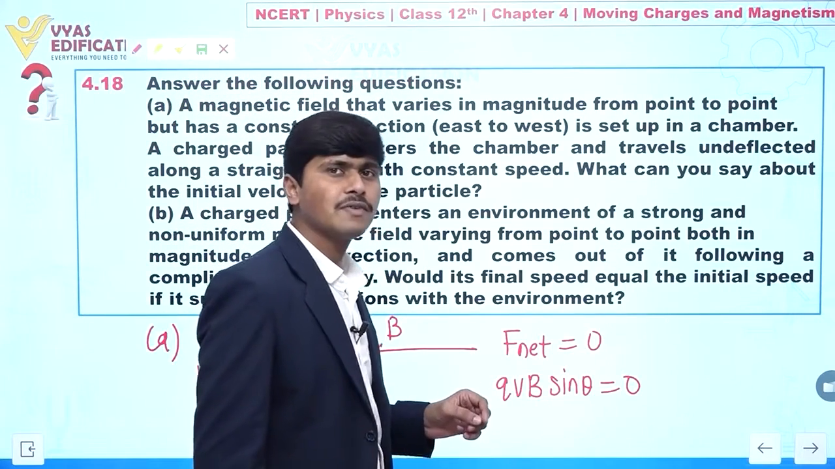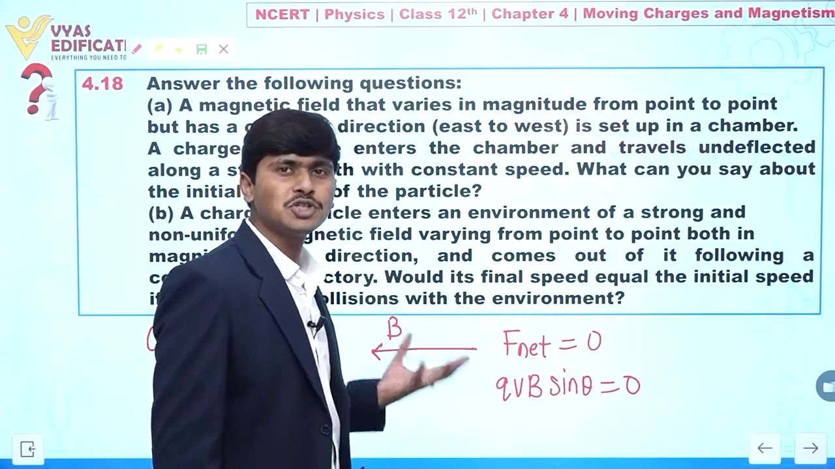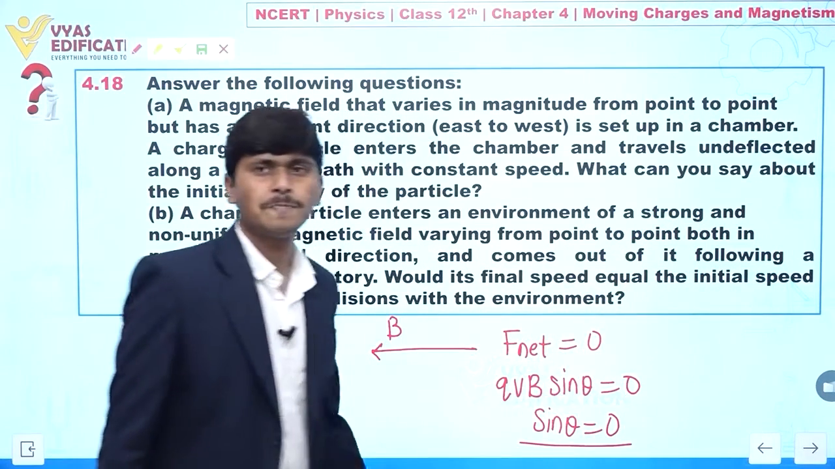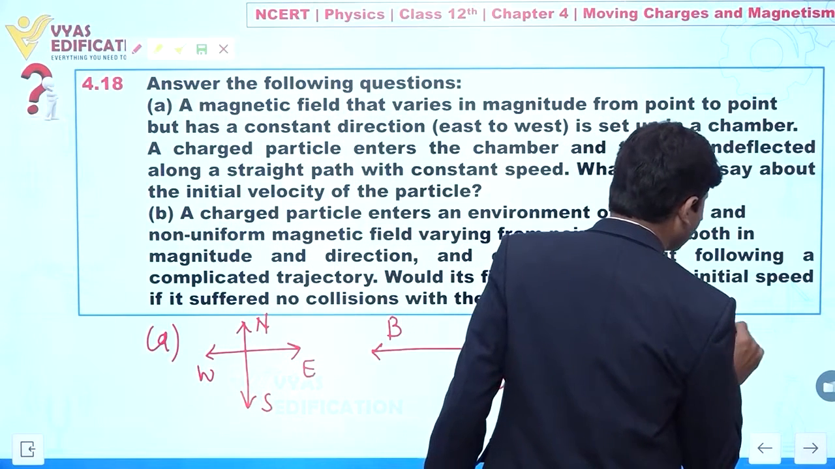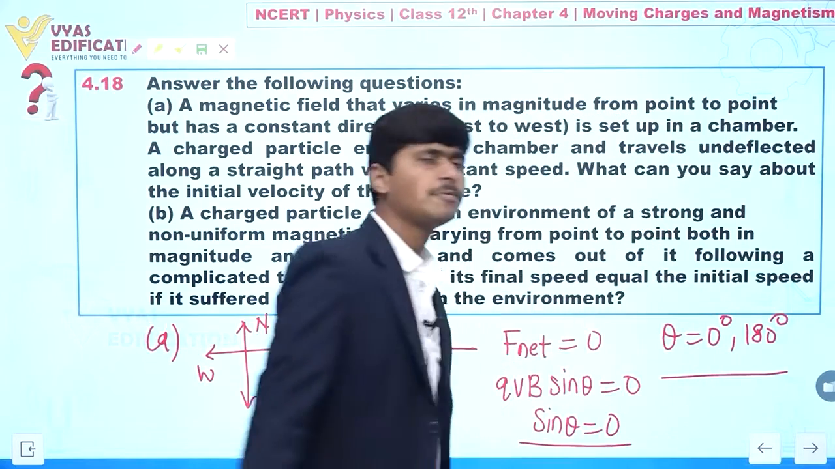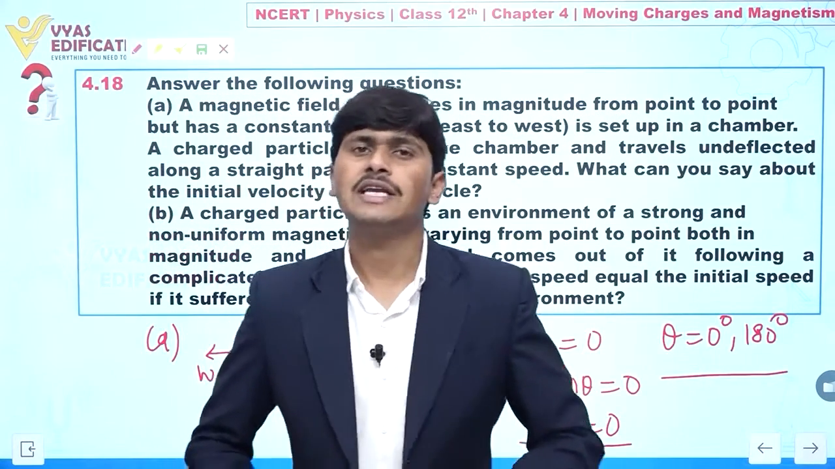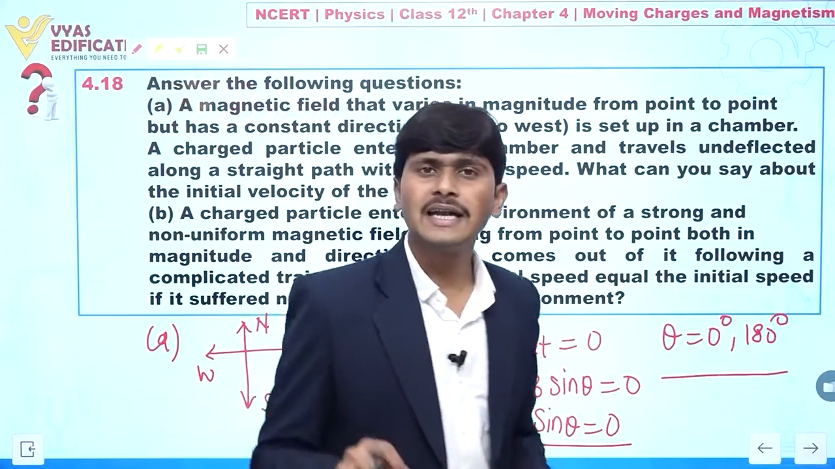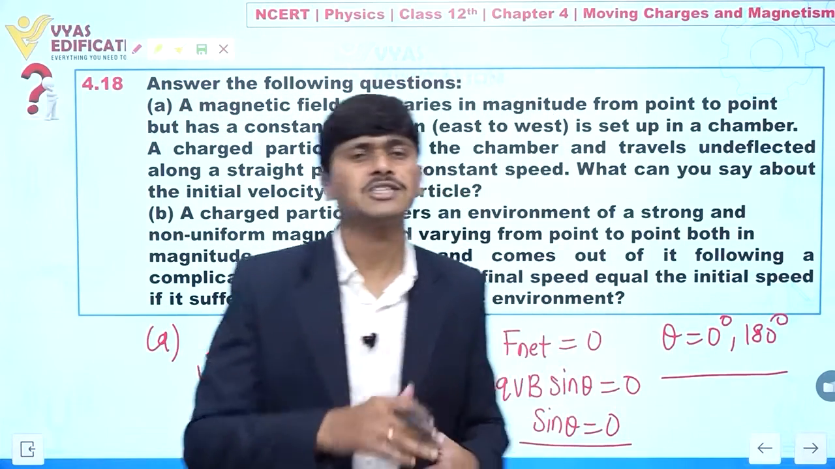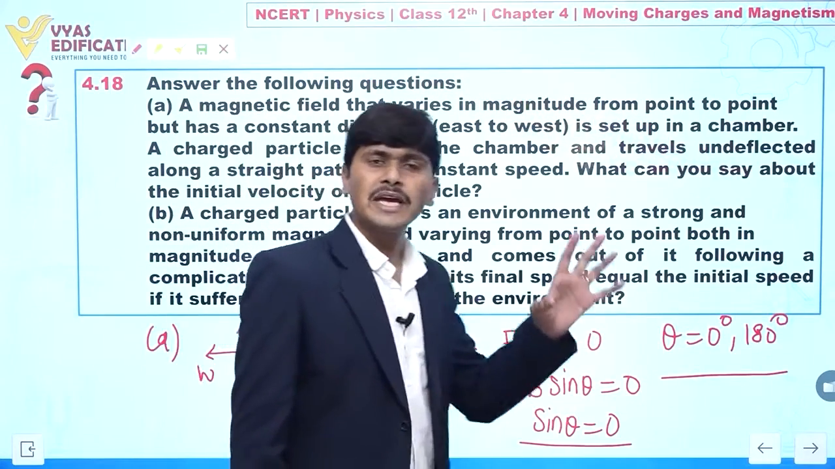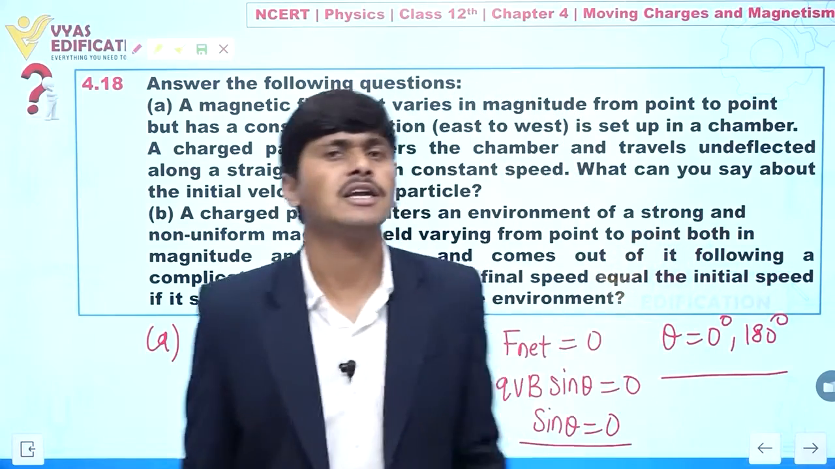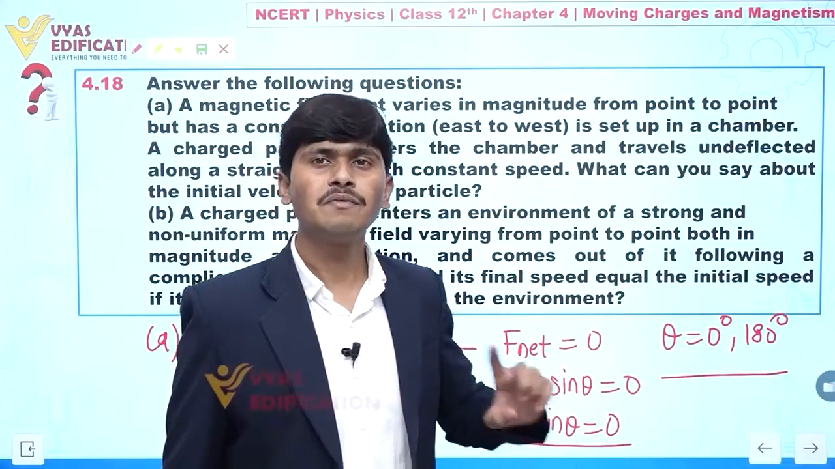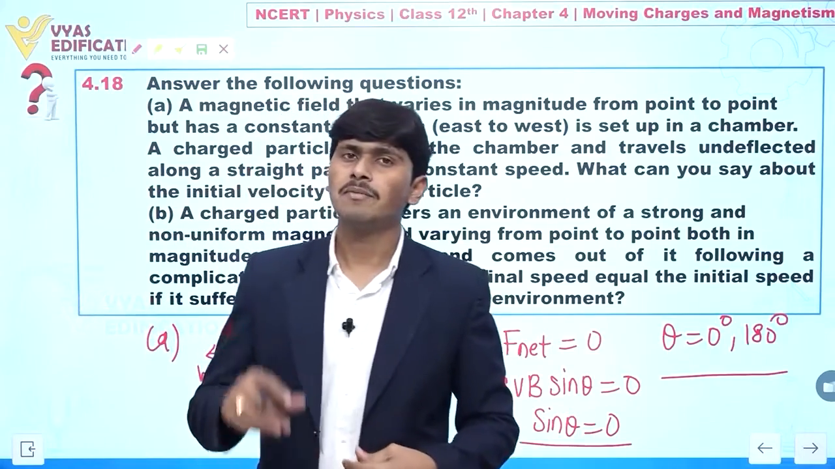So definitely the charge cannot be 0. The magnetic field value will not be 0, and because the charged particle is in motion, the velocity is also not 0. It means this is only possible when sin theta is equal to 0. At that time theta is equal to 0, or 180 degrees. What is the meaning of this statement? The meaning is very simple. This charged particle is going either in the direction of the magnetic field, or in the anti-parallel, opposite direction of the magnetic field. At that time there is no net magnetic force acting on this charged particle, and it will move without any deflection from one place to another place. Clear everyone? So this is all about part number A.